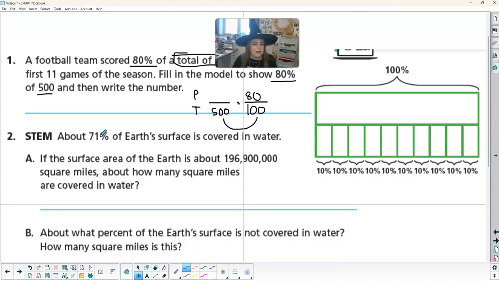Number two says about 71% of Earth's surface is covered in water. If the surface area of the Earth is 196,900,000 square miles, about how many square miles are covered in water? So we have 71. So we have our part and total. So 71%, 71 out of 100. Remember this, right? 100. And then we've got to put this number down here, 196,900,000.